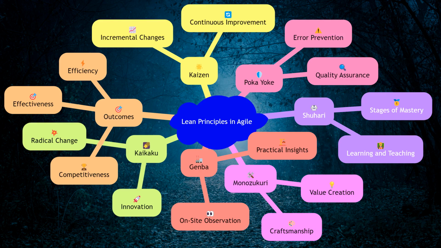Integrating lean principles such as Kaizen, Kaikaku, Shuhari, Monozukuri Genba, and Yoke into agile practices can significantly enhance team performance and product quality. By fostering a culture of continuous improvement, embracing radical change when necessary, guiding teams through stages of mastery, emphasizing craftsmanship and value creation, and preventing errors before they occur, organizations can achieve greater efficiency, effectiveness, and competitiveness. These principles provide a comprehensive framework for driving long term success in agile methodologies.